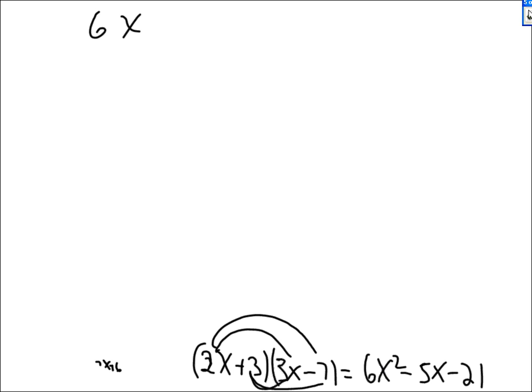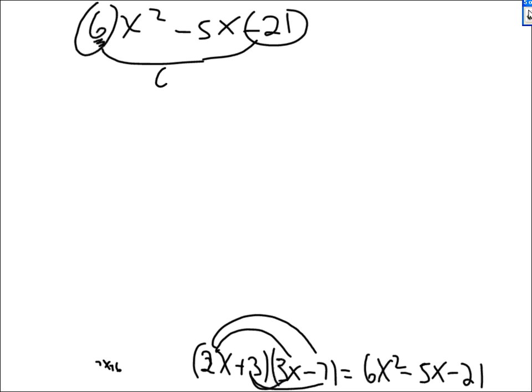If you were given 6x squared minus 5x minus 21, and you were asked to factor this, well, you can't play the x followed by a number game, because that only works if the coefficient of x squared is 1. So one way of solving this is to factor by grouping. You multiply the number on x squared by the constant. 6 times negative 21 is negative 126. Now you want to find two other numbers that multiply out to negative 126, but add up to negative 5.